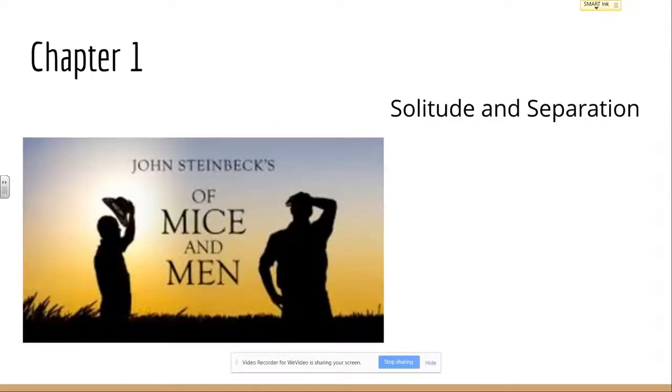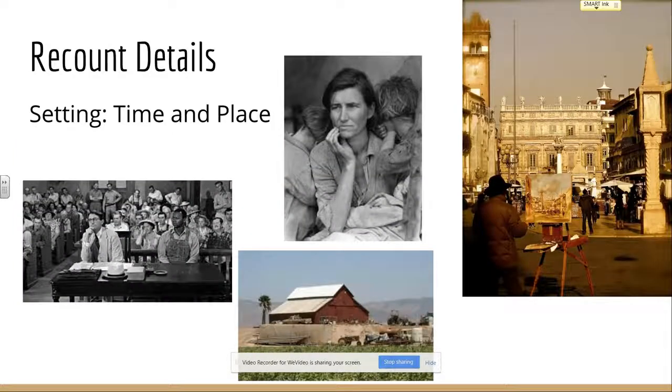Finally, if you're just looking at a small section of something like a chapter, like say the first chapter of John Steinbeck's Of Mice and Men, you could look at the start of that chapter as talking about solitude and separation and how those characters will introduce the story through solitude and separation. Now, so you got your main idea.